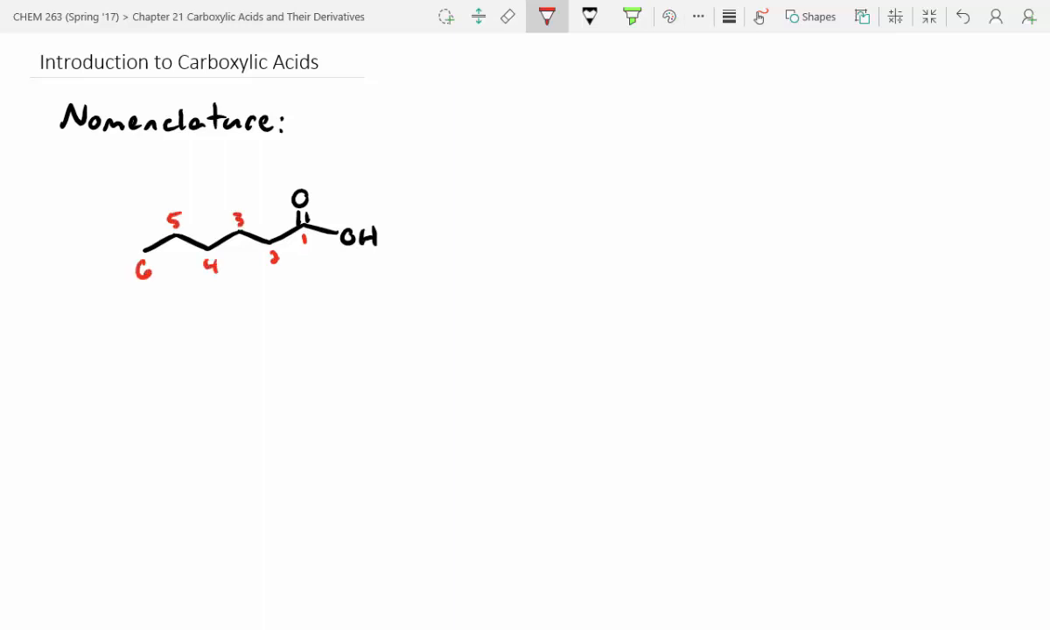So this has a hexane parent. And then what we need to do is put that first. So we do hexan. We don't have the ane. And then we change the suffix to an oic acid. So hexanoic acid would be the name of this carboxylic acid. It's pretty straightforward. You don't have to include a number in here, and why is that?